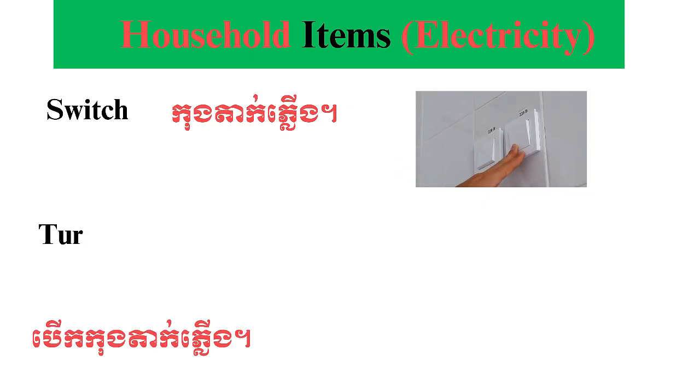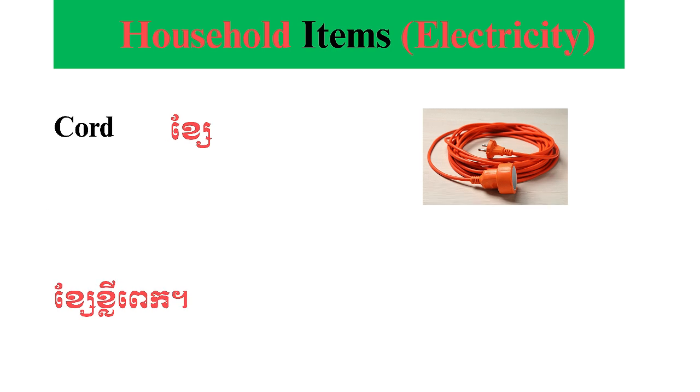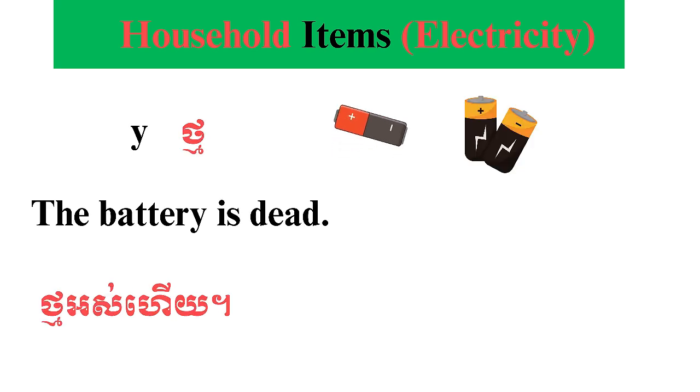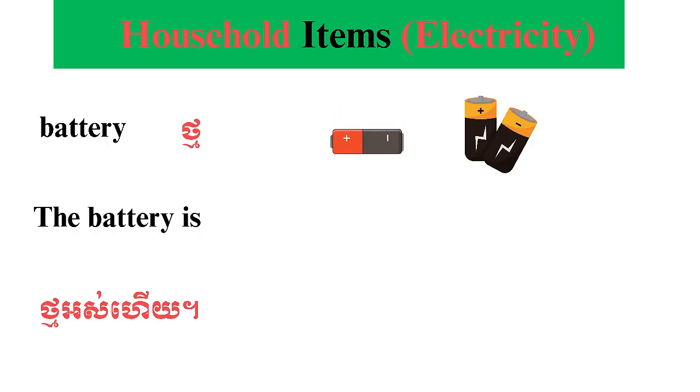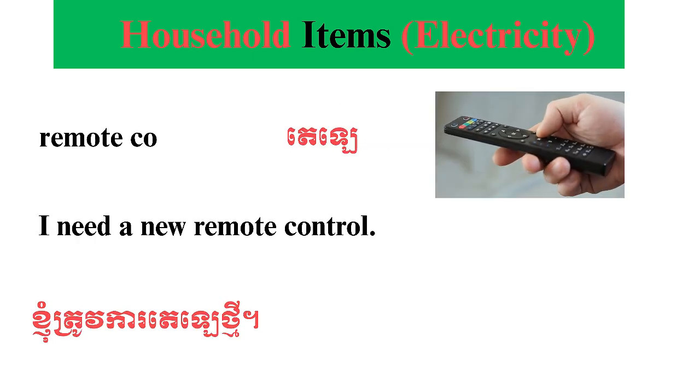Switch example: turn on the light switch. Cord example: the cord is too short. Battery example: the battery is dead.